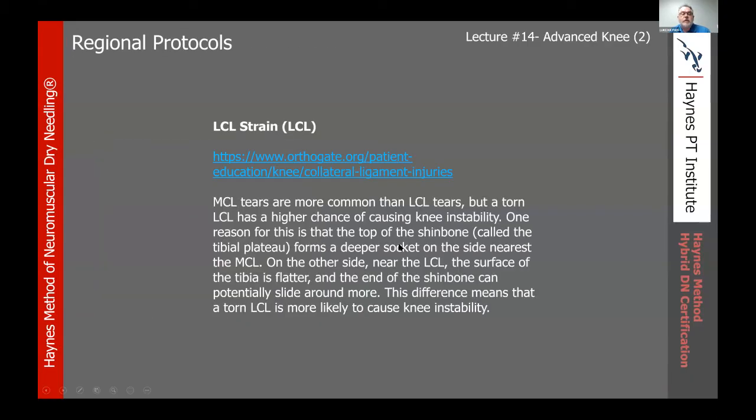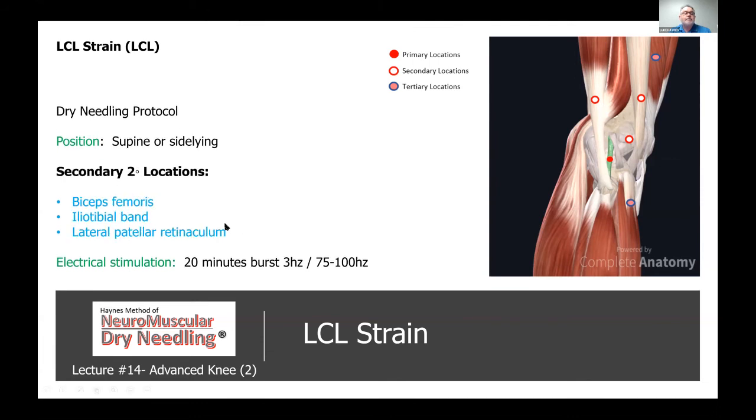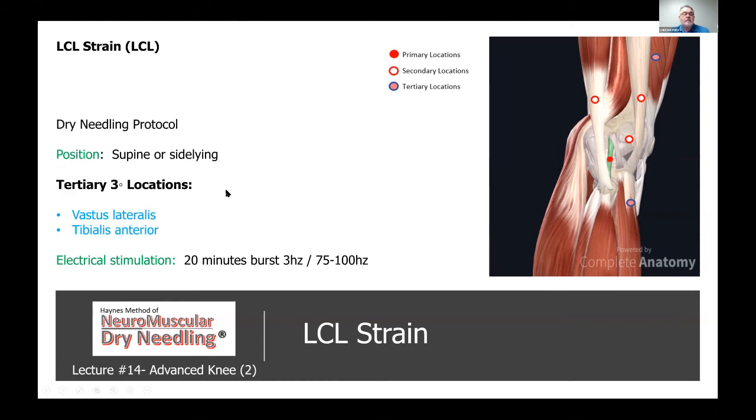Okay, so the verbiage on lateral collateral. Primary, the lateral collateral. Secondary would be biceps femoris, the IT band, the lateral patellar retinaculum. So it does carry around into this area. So the lateral patellar retinaculum itself. Lastly, vastus lateralis, more anterior, and tibialis anterior. Again, a lot of the other things around here could be needled as well, depending on what you're finding is symptomatic and inflamed.